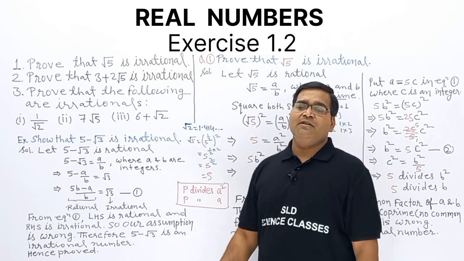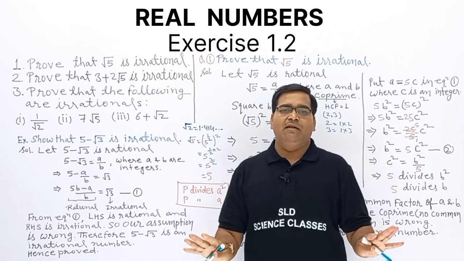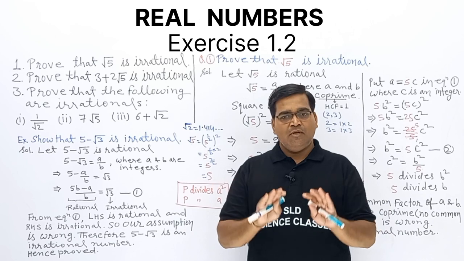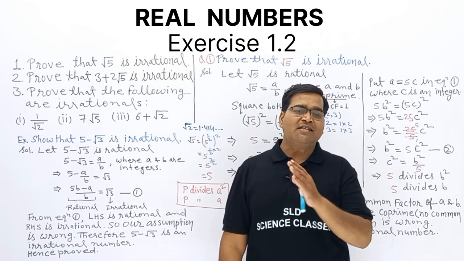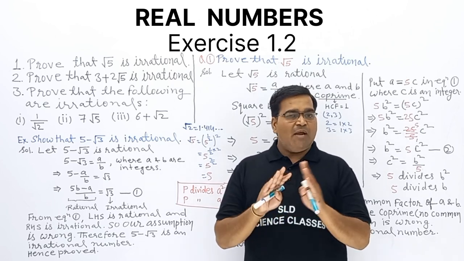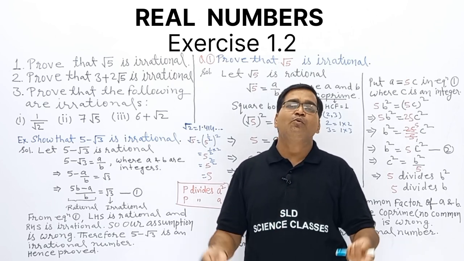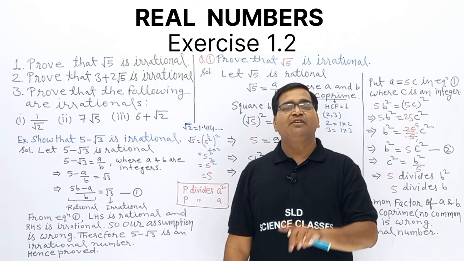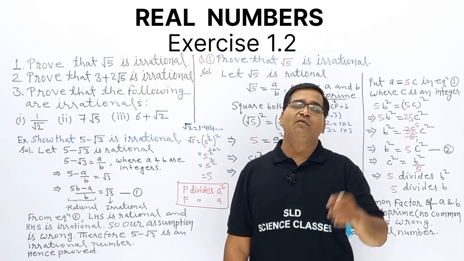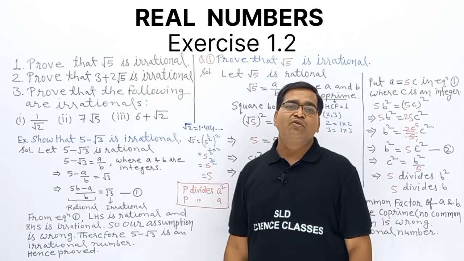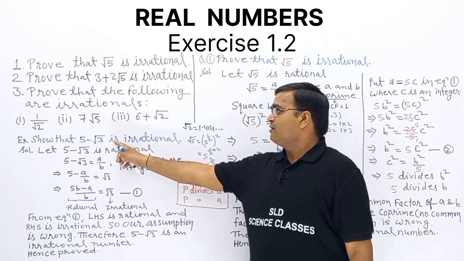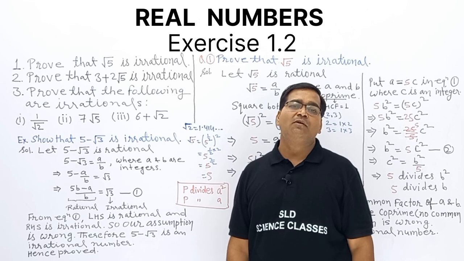So these types of questions are very simple. Assume the number is rational and separate the equation: on one side take rational and on the other side take irrational. If the left hand side and right hand side are not equal, we conclude that the equation is not correct. So we can say the given number is not rational, our assumption was wrong, and the given number is irrational.